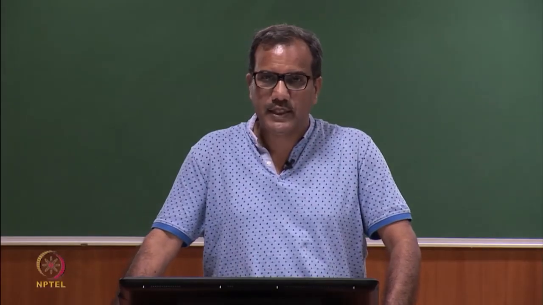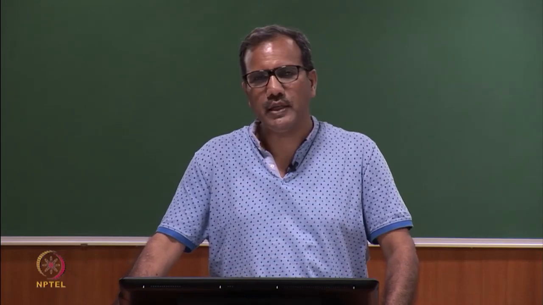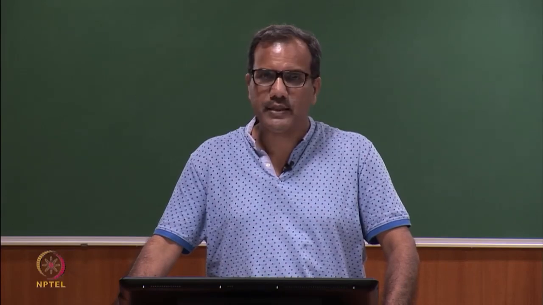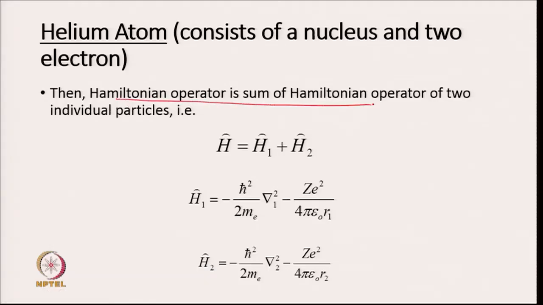So, in this case, when we ignore the inter-electron repulsion, we can express the Hamiltonian operator as a sum of Hamiltonian operators of the two individual electrons. So, we can just write Hamiltonian is equal to Hamiltonian for one plus Hamiltonian for two, and for one we can write the Hamiltonian as minus h cross square by 2 me del 1 square minus Z e square by 4 pi epsilon naught r1. And similarly, for the second electron we can write the Hamiltonian.